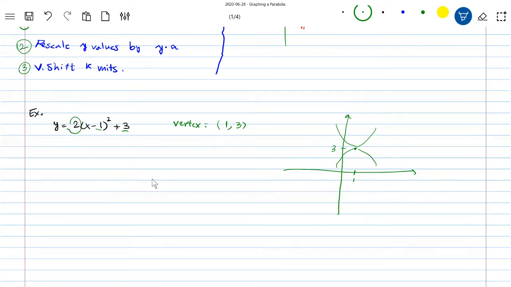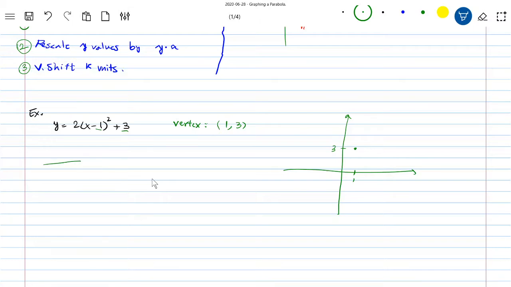If a is positive, then rescaling is going to be only stretching along the y direction or shrinking along the y direction. But if a was negative, then you have to reflect. This causes a reflection. In this case, a is a positive number, so it's going to be upward. If it was negative, it would be downward. In this case, a is positive, so you would have only the upward direction. You do not have the other way.